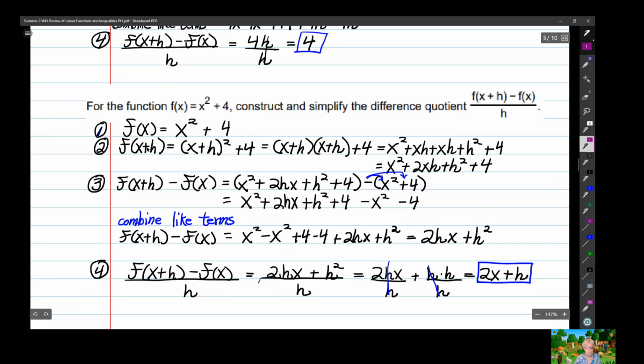F of x plus h means you're going to put an x plus h in for the x. So you'll have (x plus h) squared. And then you've got a plus 4 at the end. This is a binomial. I should have told you something at the very beginning, and I forgot. So let me tell you here, and then I'll write it up there. H is a very small number.